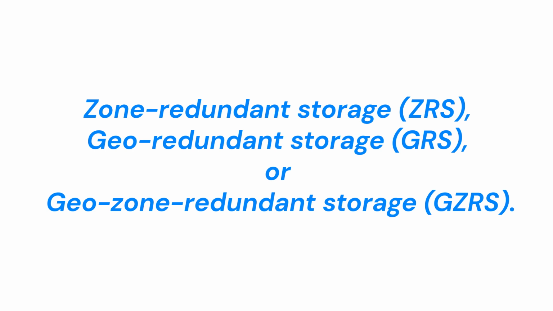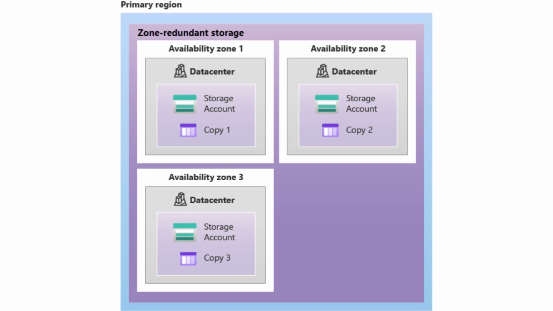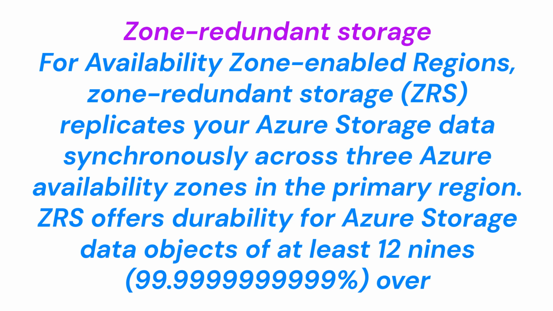To mitigate this risk, Microsoft recommends using Zone Redundant Storage, ZRS, Geo-Redundant Storage, GRS, or Geo-Zone Redundant Storage, GZRS. Zone Redundant Storage. For availability, in zone-enabled regions, Zone Redundant Storage, ZRS, replicates your Azure storage data synchronously across 3 Azure availability zones in the primary region. ZRS offers durability for Azure storage data objects of at least 12 nines, 99.99% over a given year.